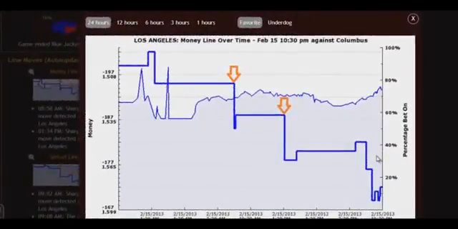Next game. Here is an example of a game with a line reversal. In this case, the team playing at home and a real favorite, Los Angeles Kings, plays against one of the weaker NHL teams, Columbus Blue Jackets. As you see, the line is moving down instead of moving up. The odds on the favourite improve despite 80% of the public being on the Kings. Looks strange, right? That's the first red flag.